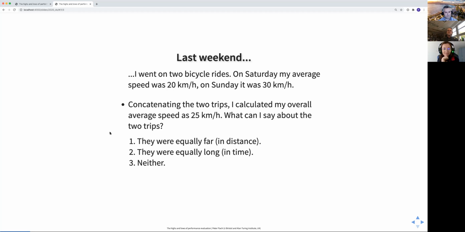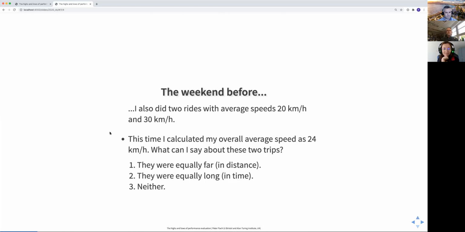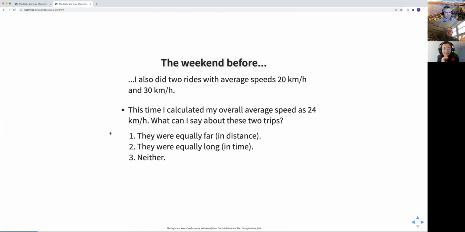But now I can actually say something about the 2 trips. So were they equally far in distance? Were they equally long in time? Were they neither? There is an opportunity for audience participation in a moment. So I'm going to answer this question for you at the moment. If I have applied the arithmetic mean here, that tells me that actually these 2 trips were equally long in time. Whereas the weekend before, if I did 2 rides, the same numbers, but I calculated my total average speed as 24 kilometers an hour, in that case, I can conclude that they were equally far in distance.